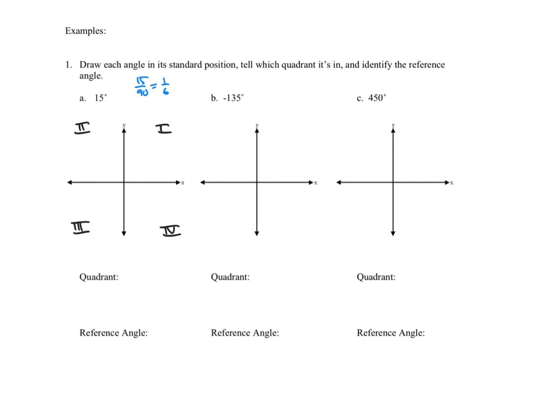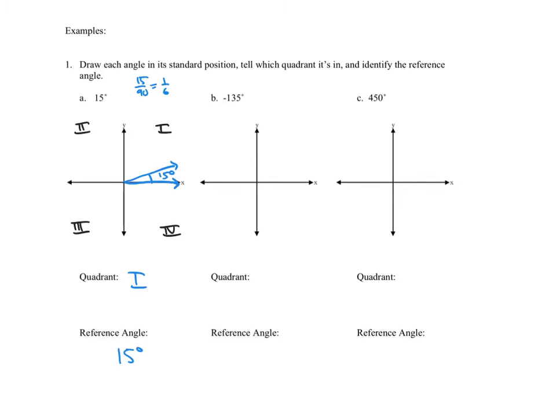So without using a protractor, if I'm just sort of estimating, I'm going to draw my initial side on the x-axis, and then I want to go 1/6 of the way, swing it up in the direction of the y-axis, and it might look something like that. And that would be my 15-degree angle. Its terminal side lies in quadrant 1, and the reference angle, since this angle is an acute angle formed between its terminal side and the x-axis, its reference angle is itself, 15 degrees.